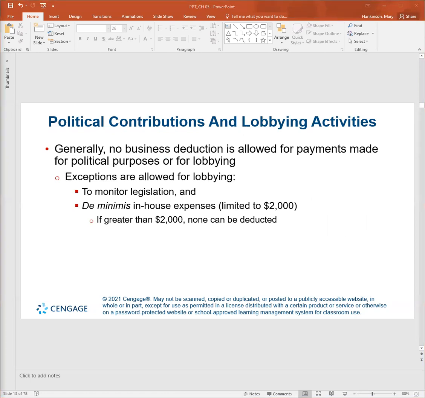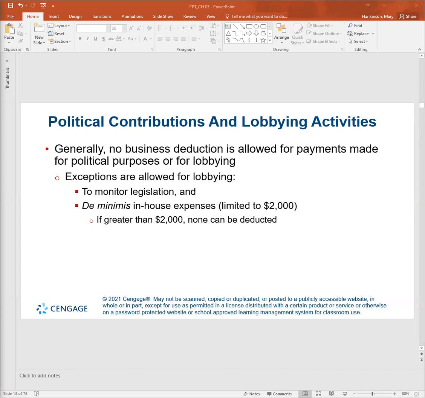Okay, so political contributions and lobbying activities. No deduction is allowed for direct or indirect payments for political purposes. Historically, Congress has been reluctant to allow deductions for political expenditures, even if those expenditures relate to a trade or business. Allowing deductions might encourage abuses and enable businesses to have undue influence on the political process.